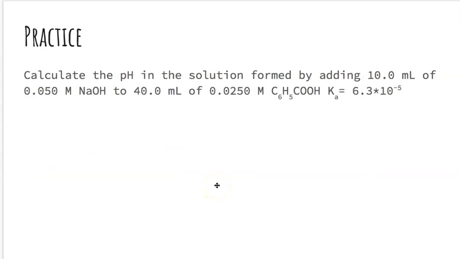So what I want you to do is this very similar problem. Calculate the pH, so your end point is going to be the same here, of a solution formed by adding 10 milliliters of 0.05 molar sodium hydroxide and 40 milliliters of 0.0250 molar C6H5COOH with a Ka of 6.3 times 10 to the minus fifth. So find the moles of each. Remember, this is really just OH. Find the difference so you can get those equilibrium concentrations, and then find the pH.